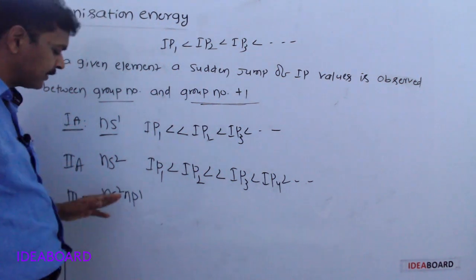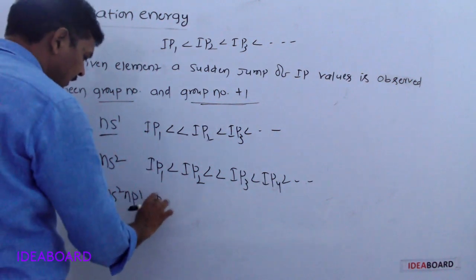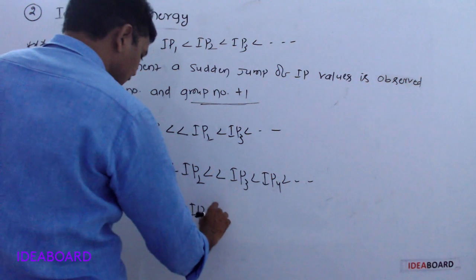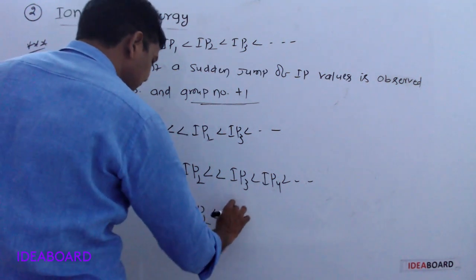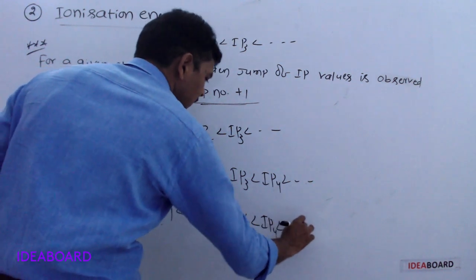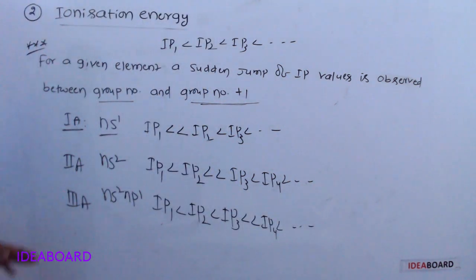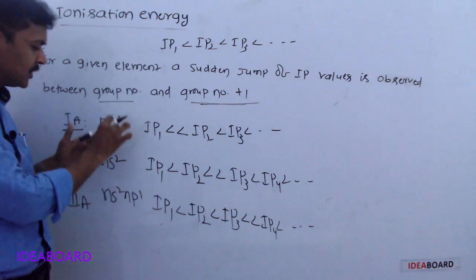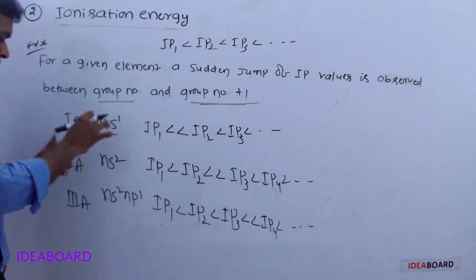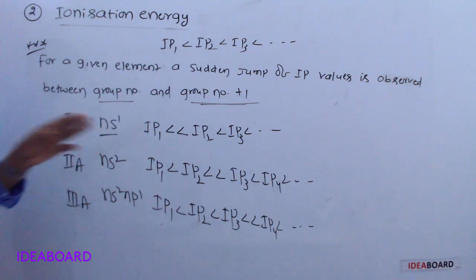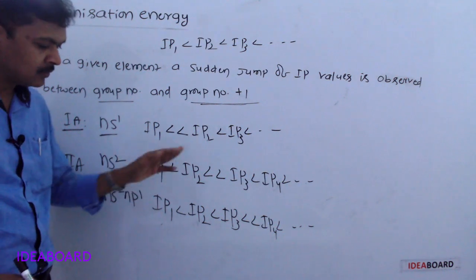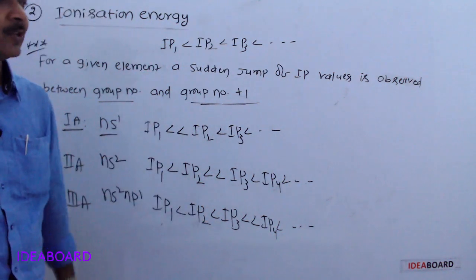For third A group elements, the valence orbital electronic configuration is ns2np1. Then IP1 is less than IP2, IP2 is less than IP3, IP3 is much less than IP4, and so on. Because after removal of one electron, first A group elements get a stable configuration. After removal of two electrons, second A group elements get a stable electronic configuration. After removal of three electrons, third A group elements get a stable configuration.